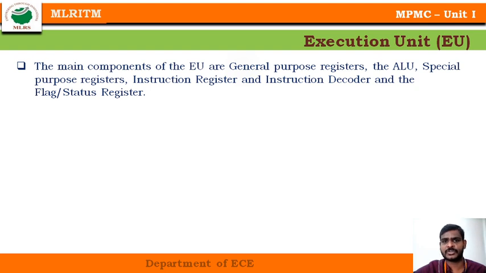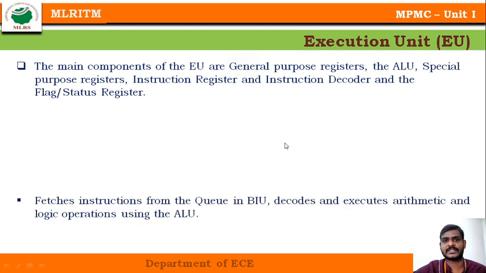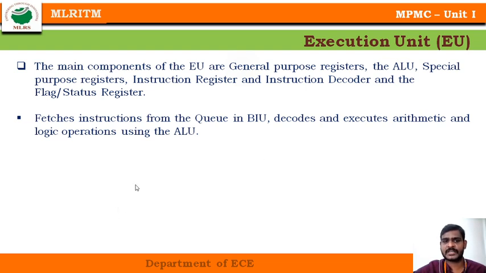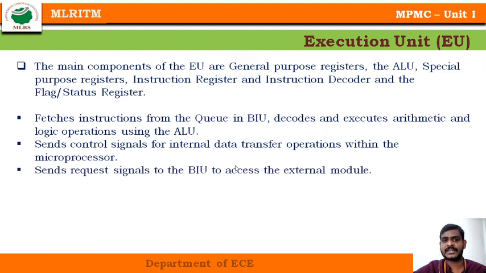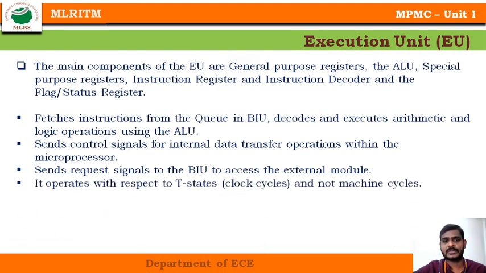The main components of the execution unit are general purpose registers, ALU, special function registers, instruction decoder and flag register. It fetches instructions from the queue in the bus interface unit, decodes them, and executes arithmetic and logical operations using the arithmetic logic unit. It sends control signals for internal data transfer operations within the microprocessor. It sends request signals to the BIU to access external modules. It operates with respect to T states, clock signals, and not on machine cycles.